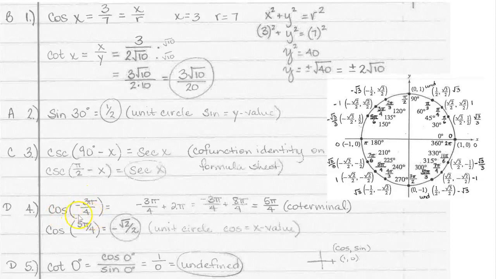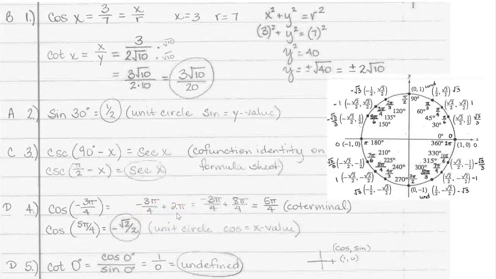For number 4, it says find the exact value of the cosine of negative 3 pi over 4. Negative 3 pi over 4 is not on my circle. So remember, when you don't like the name, you can change it. So I'm going to find the coterminal. So I'm going to take the angle they gave me and either add or subtract 2 pi to find a coterminal. Since this one was negative, it was too small, I'm going to add 2 pi.